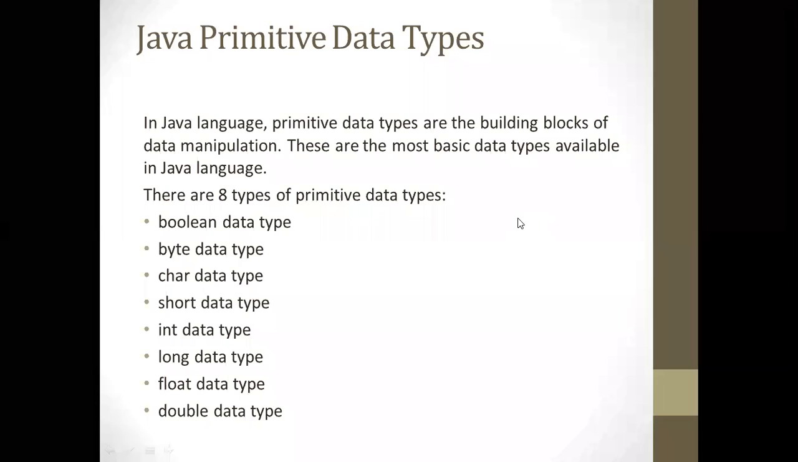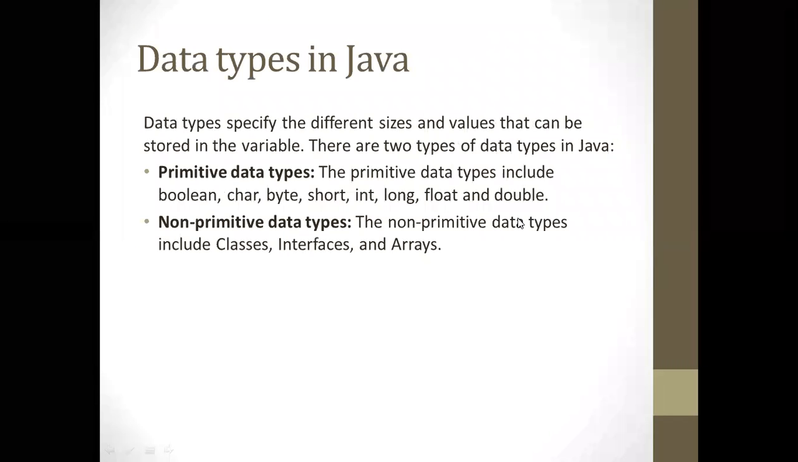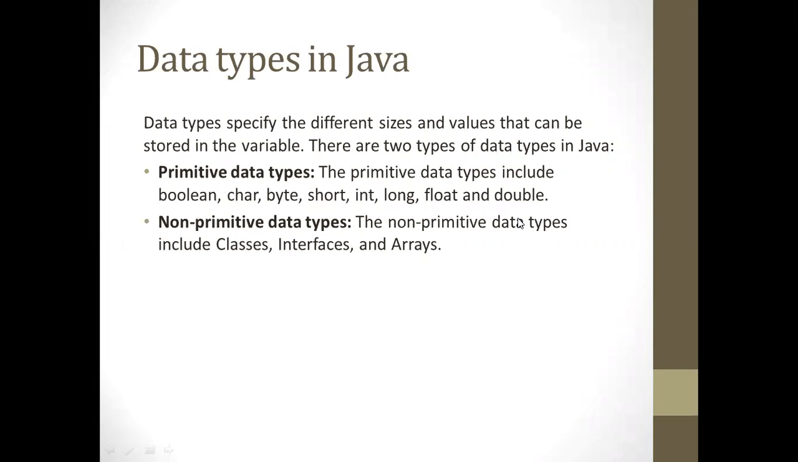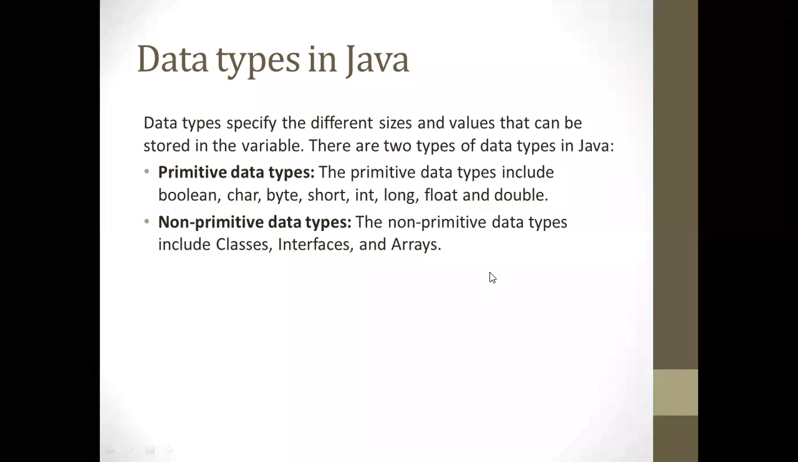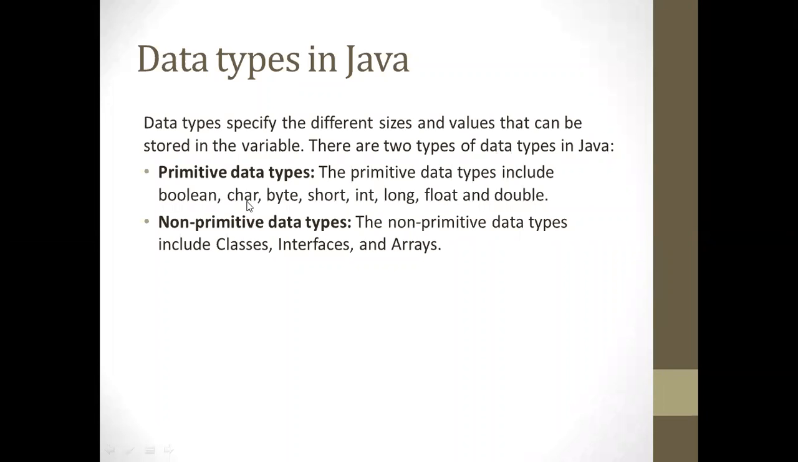Now first of all are the data types. Obviously you know that for any language two types of data types are there. One is primitive data types, another one is non-primitive data types. Primitive are the basic data types for any language: boolean, char, byte, short, int, long, float and double. Non-primitive data types include classes, interfaces and arrays. We will discuss all these things in detail in future, including classes, interfaces and arrays.